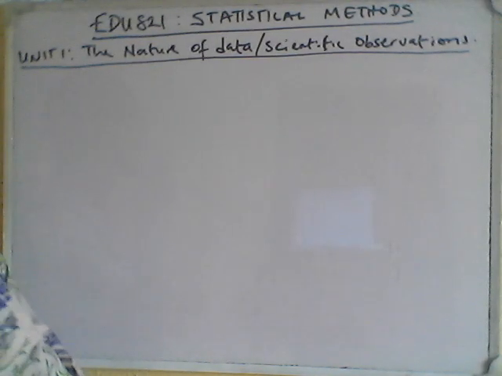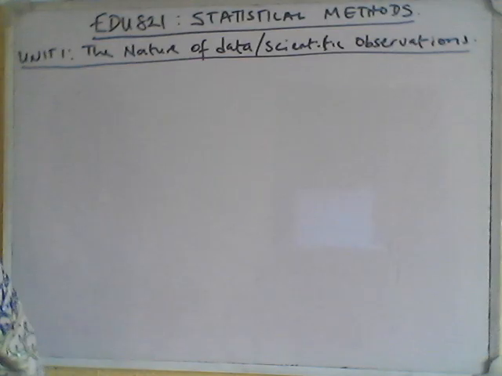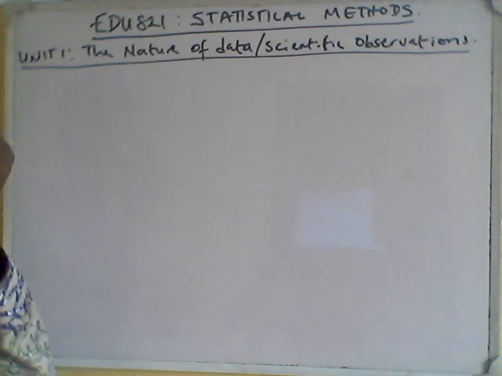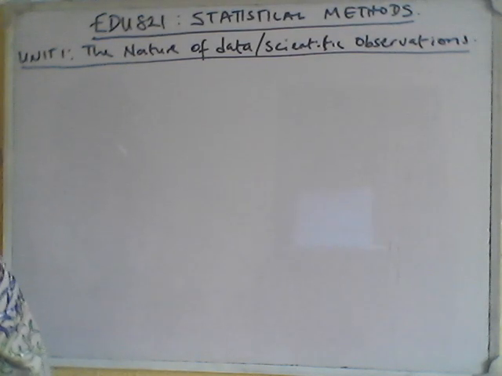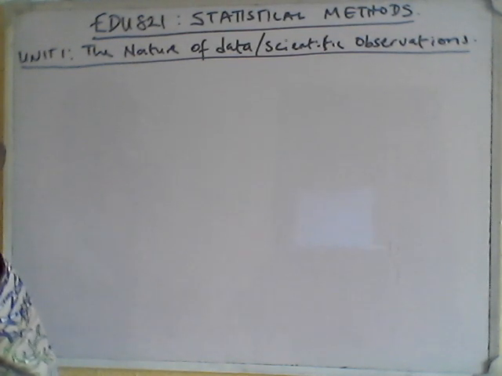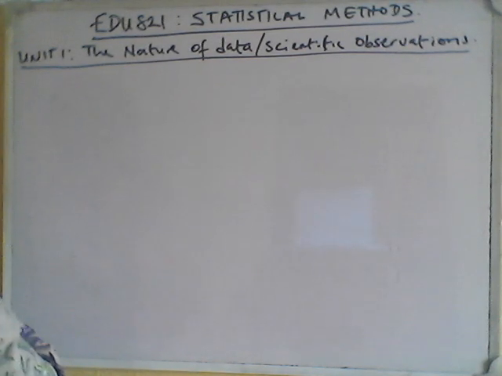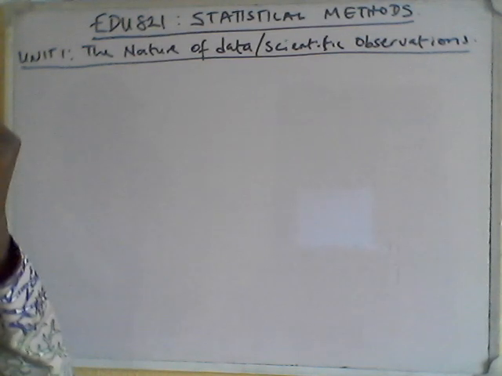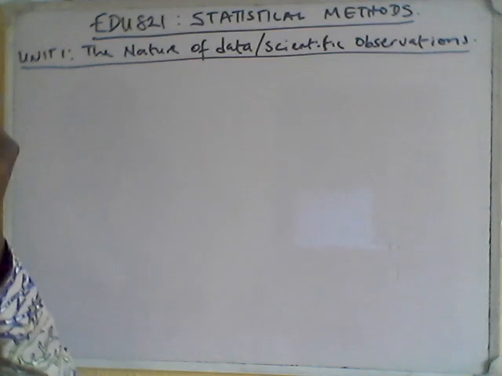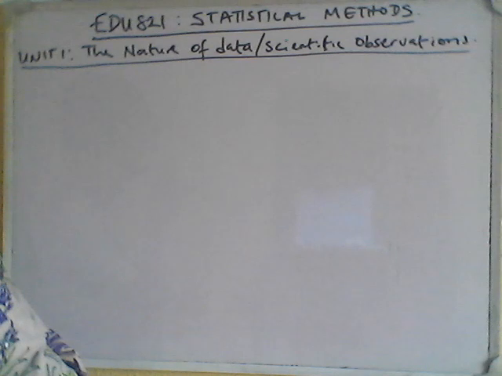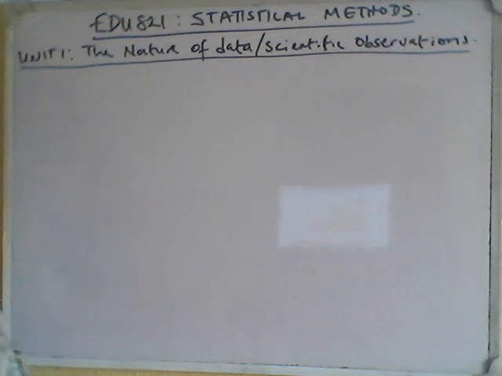We'll be looking at EDU 821 Statistical Methods, and we'll look at Unit 1 of this particular course. It's meant for education students of the National Open University. The topic for the discussion today is the nature of data and scientific observations. The nature of data and scientific observations.